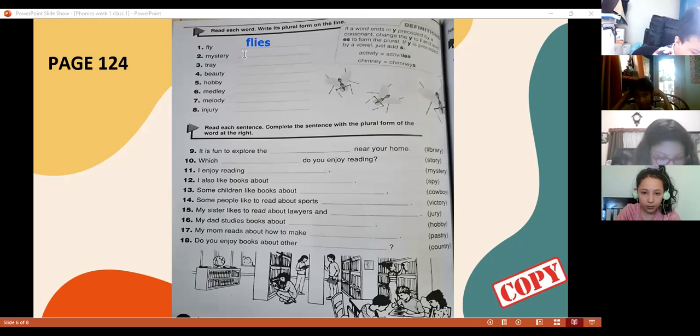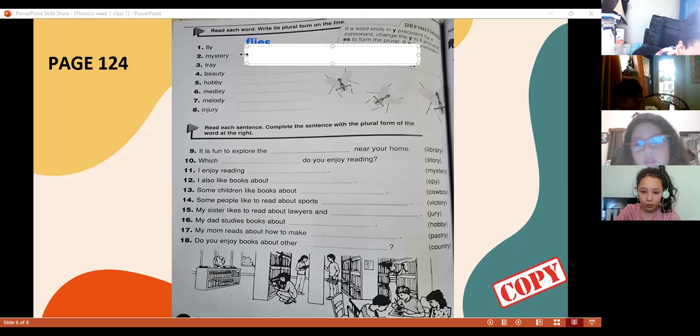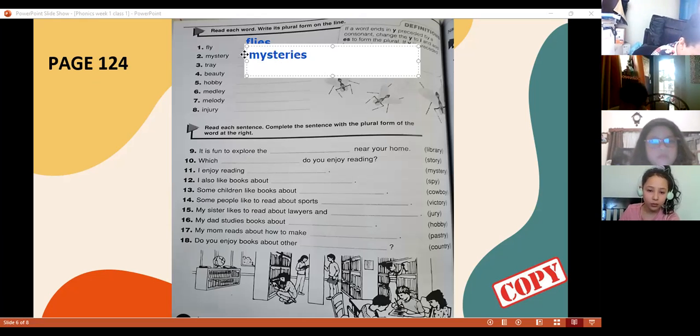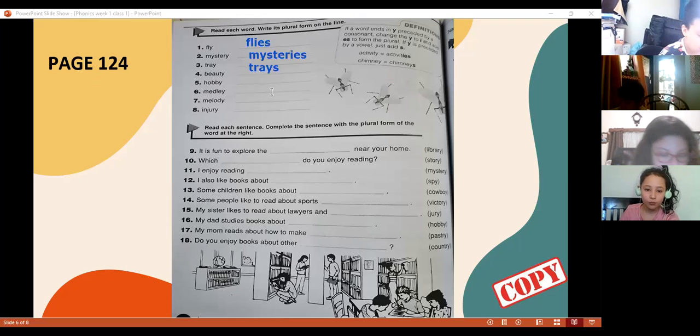What about number 2, class? Mystery. I-E-S, mysteries. And the next, only S, because there is a vowel before the Y, so we just write the letter S. Put a check if you have the same answer, class. Okay.